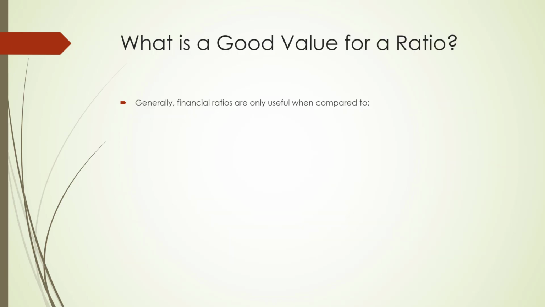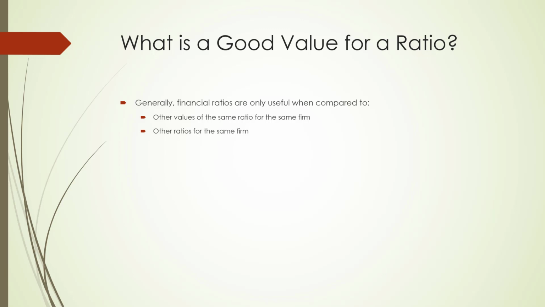Now, the next question that comes up a lot of times is, how do I know if a ratio is good or bad? Well, first of all, let me just point out that you should never make a decision based on the value of one ratio alone. We have to look at them in groups. But more generally, financial ratios are only useful when they're compared to the same ratio over time. In other words, a trend analysis. So you can see if it's moving in the right direction or the wrong direction.